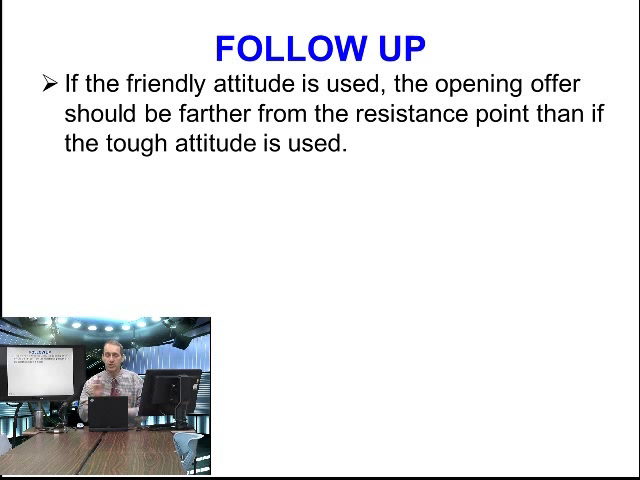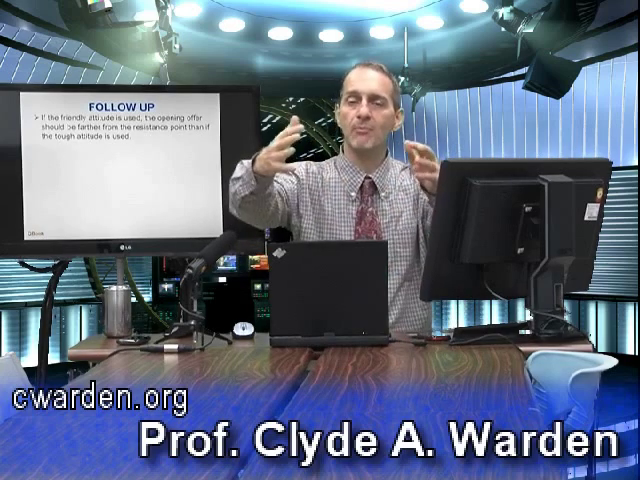Now when you negotiate, you mix these together, of course, but you tend to prefer one. Are you going to be mostly friendly or are you going to be mostly tough? If you're going to be mostly friendly, then the opening offer is going to be further from the resistance point than if you're going to be tough. In other words, if you're going to be friendly, you need to begin much further away, because you're going to have to give up more because you're trying to be nice. Oh, okay, I'll give you something. This makes the other side think that you're being friendly, you're cooperating, so you give up more, and then they give up more, and then you come to a conclusion sooner.